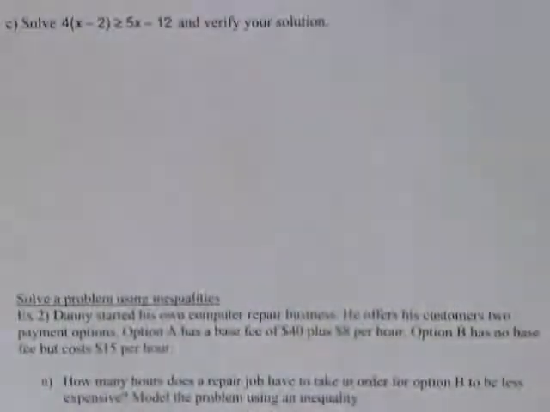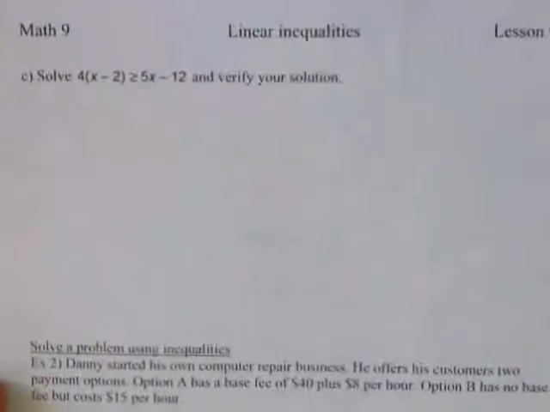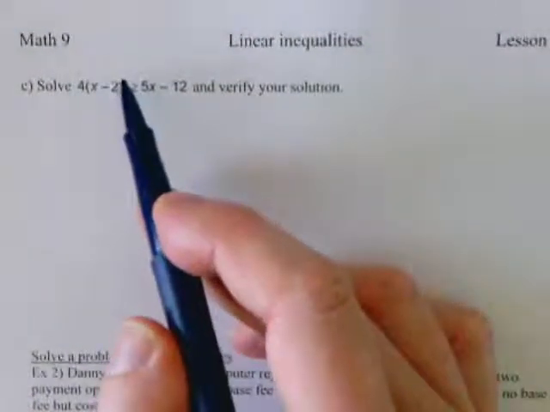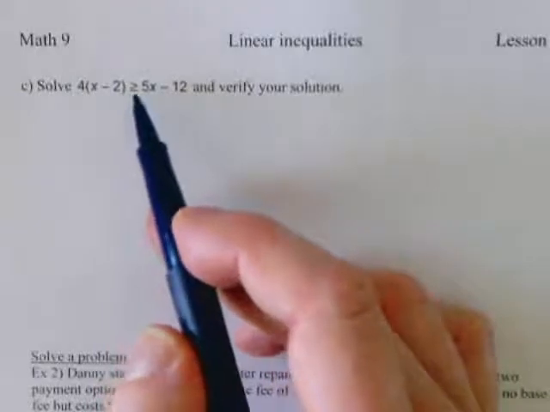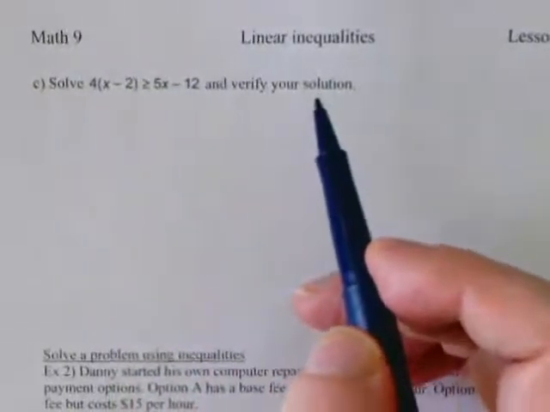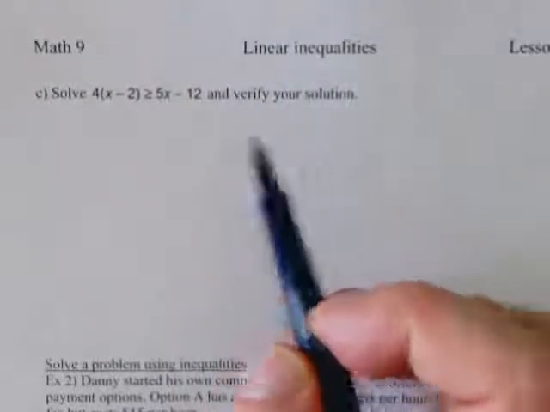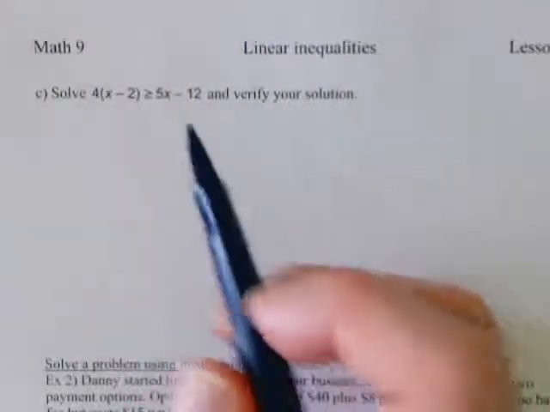Moving along. So now this one here has greater than or equal to. And so we're going to verify this solution simply because I want to point something out to you guys that is very important when you verify a solution when it has the equal to symbol under it. So we have 4 times x minus 2 is greater than or equal to 5x minus 12.